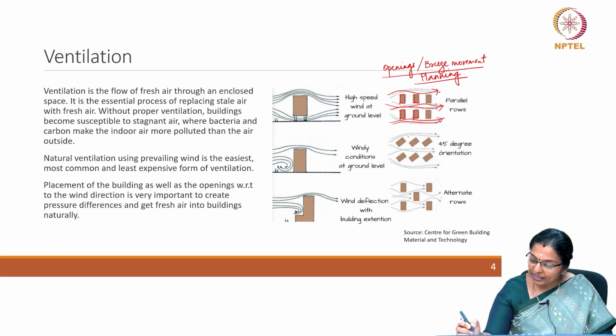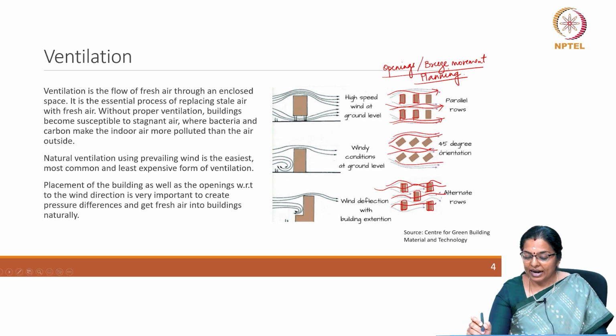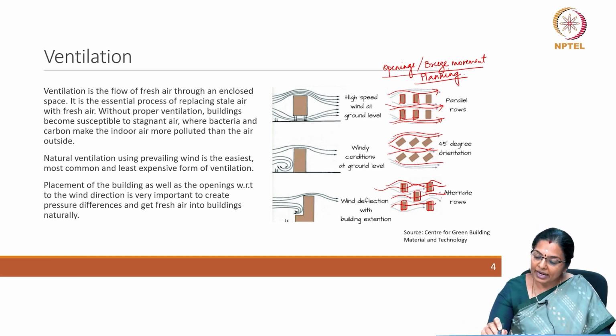At 45-degree orientation, it's a slightly better situation, whereas if you have buildings which are oriented towards the wind direction and which are staggered, then there is an opportunity for the breeze to even flow through the buildings. And in this manner, planning and breeze movement are related.